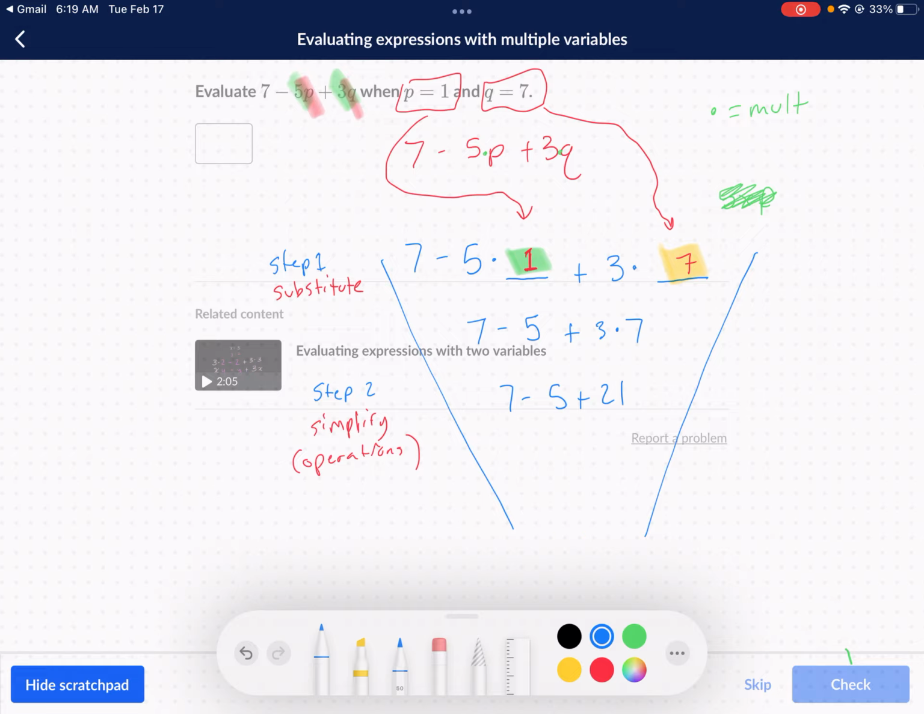Next, we're just going to continue doing operations. So now that we're done with multiplication, we're going to do subtraction and addition, left to right. Don't do the addition first. That's a mistake. You need to go left to right here because subtraction and addition have the same weight. So we're going to do 7 minus 5 is 2, and we're going to add 21 to that. By the way, I'm just squiggling the different parts that I did here. And then our final step is 21 plus 2, which is 23. And we're done. So 23 is our answer.